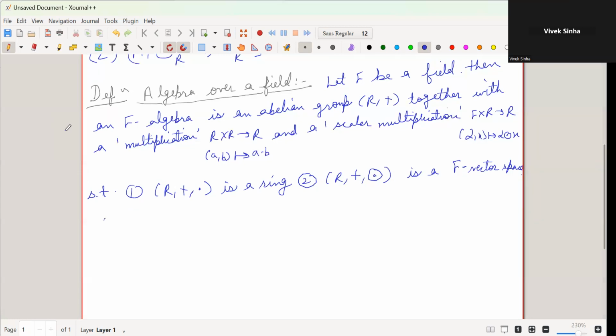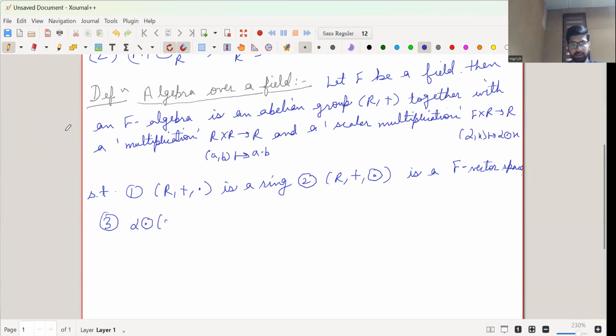The third thing is this: there are two kinds of multiplication, one inside the ring and the second the scalar multiplication, so they should be compatible with each other. That means alpha times (a dot b) is the same as (alpha a) dot b, or a dot (alpha b), and this should hold for all alpha belonging to F and a, b belonging to R.